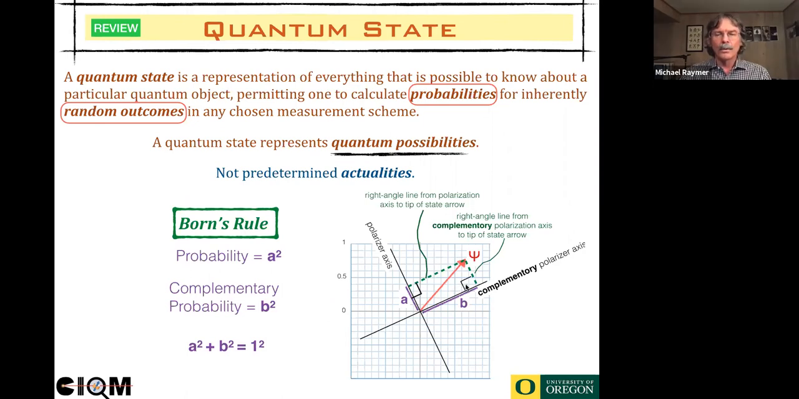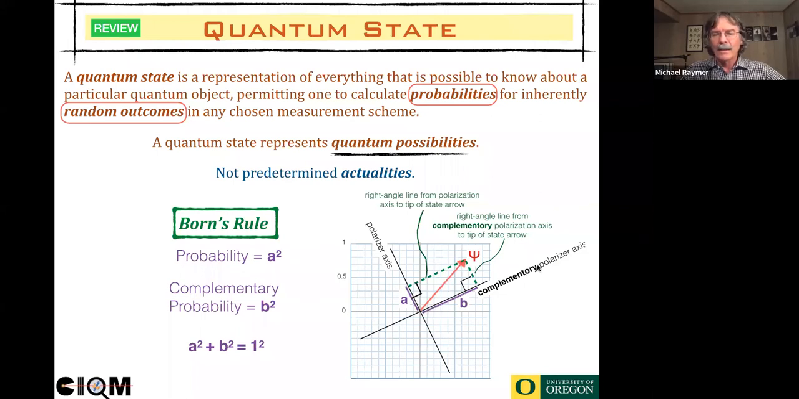We use the Born's rule. And if we have a polarization axis shown here, we project our state at a right angle down onto that axis. We measure the length of that, A. And of course, the length of the state vector is always 1. So then we take that A, we square it, and we get the probability that the outcome will correspond to that axis, like in a calcite.